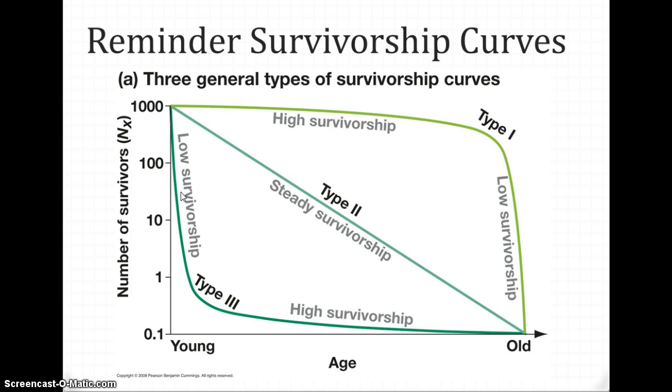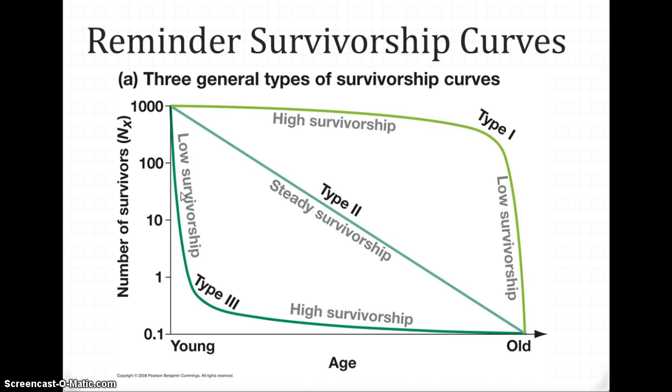Type 3 is characterized by low survivorship in the younger age groups, with a higher survivorship level the older an organism in the population gets. In this case, we're talking about humans. Type 2 means that there's pretty steady survivorship no matter what age you're at. And then type 1 is high survivorship up until you get too old to survive and die.